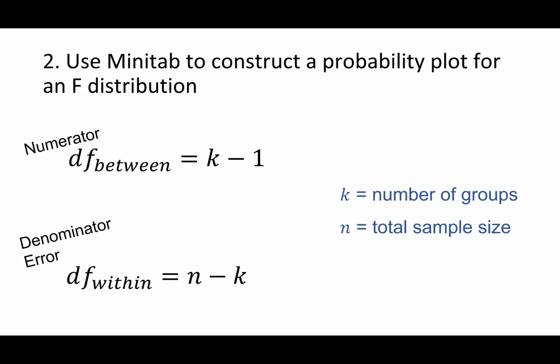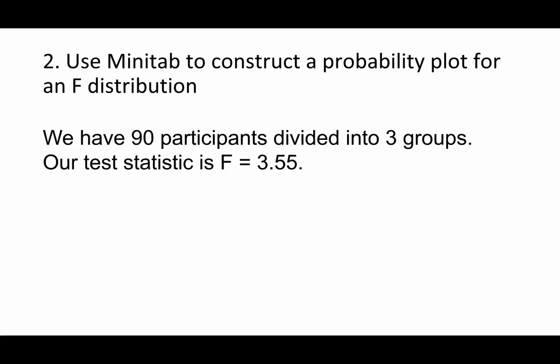When we conduct an ANOVA, the p-value will be the area to the right of the test statistic on this F distribution. ANOVAs are always right-tailed tests. We'll walk through one example now. We have 90 participants divided into 3 groups. Our test statistic is F equals 3.55. First, we need to compute our degrees of freedom for this F distribution.